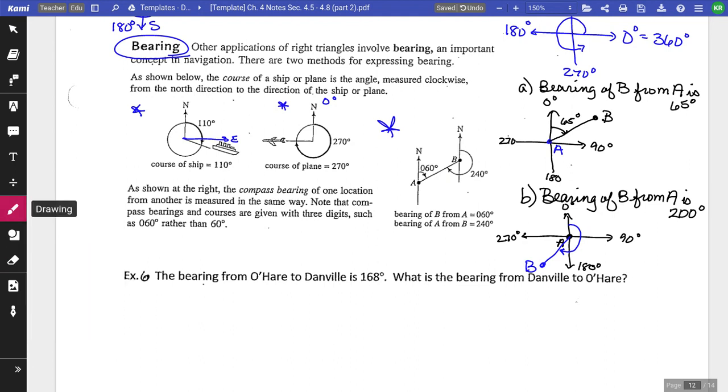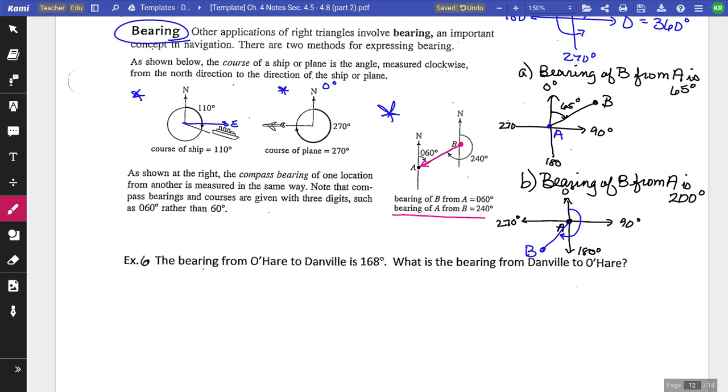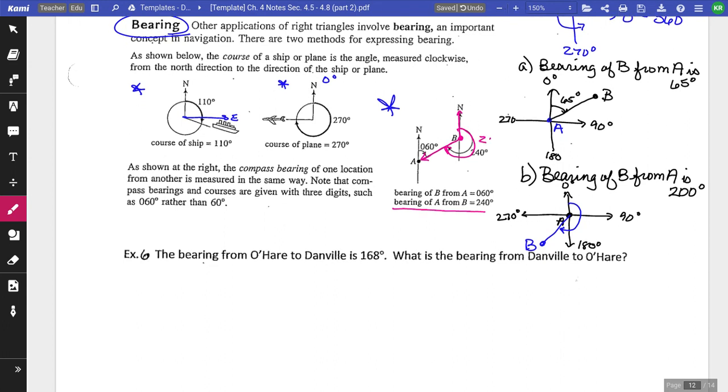So this time, a bearing of A from B. Well, if I start at B and I want to go this direction and head towards A, then I need to start north and then turn clockwise that far to get to A. So when you do that, this is 240 degrees.